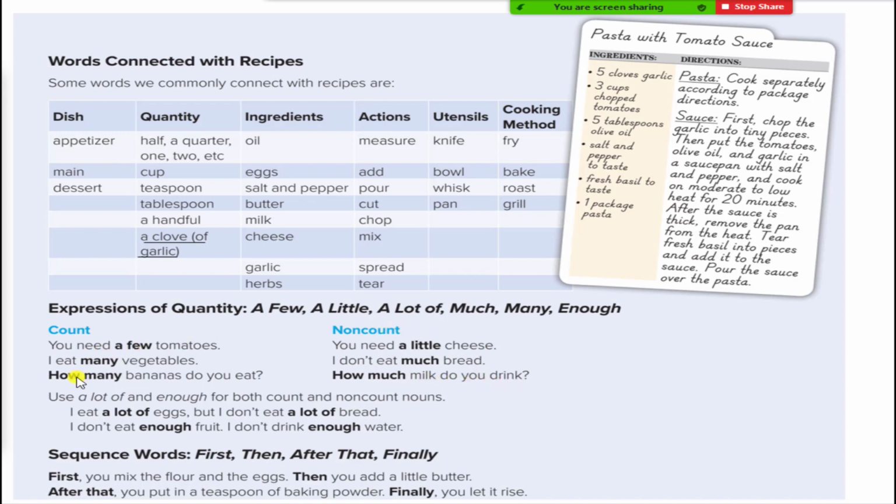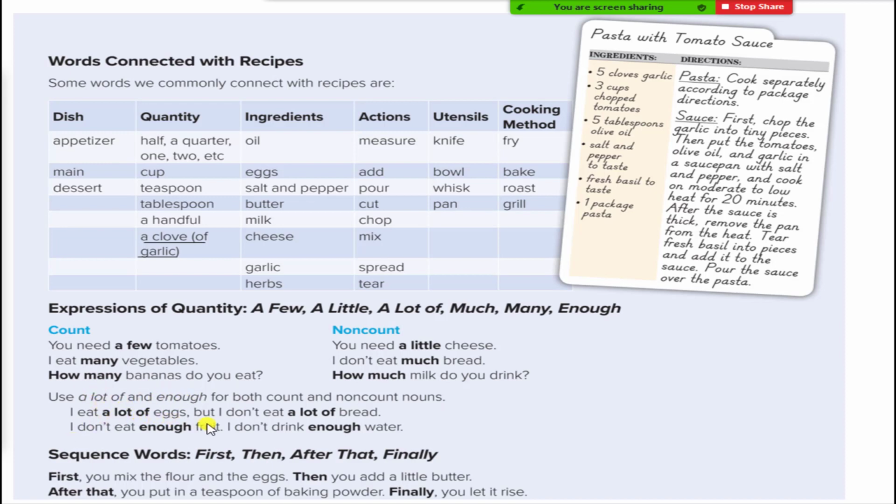So a few, many, how many, we use these words with the count nouns, مع الأسماء الجمع دايما. Little and much, how much, with the non-count noun مع الأسماء التي لا تعد. Use a lot of and enough for both count and non-count nouns. نستخدم enough و a lot of مع الاثنين.